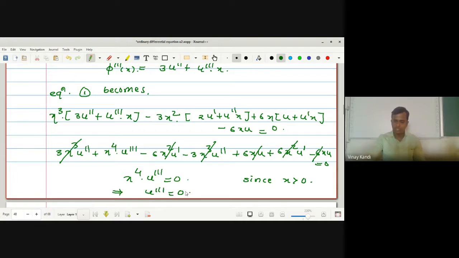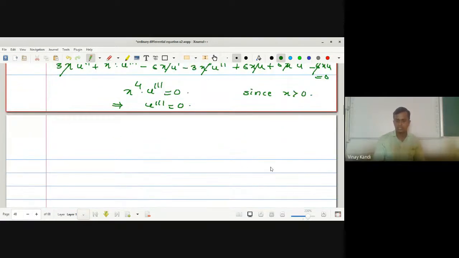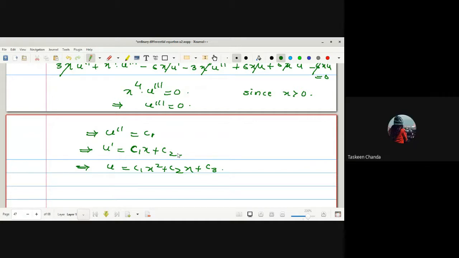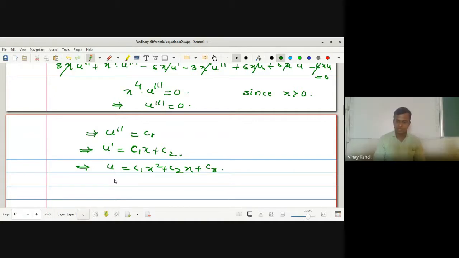Now tell me what is the value of u. Integrate this one. First integrating we get c1. Again integrate, c1 x plus c2. Again integrate, c1 x square plus c2 x plus c3. Okay, here it is, right? Yes, sir. So this is the value of u.